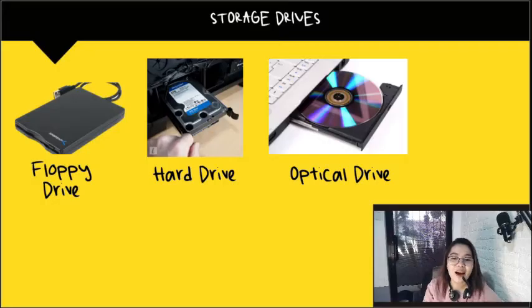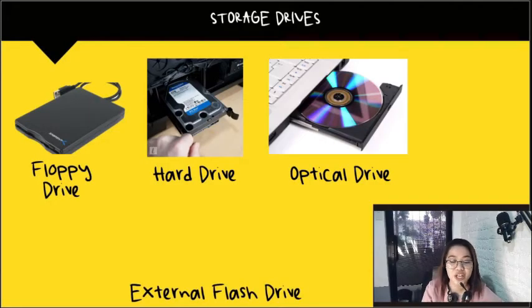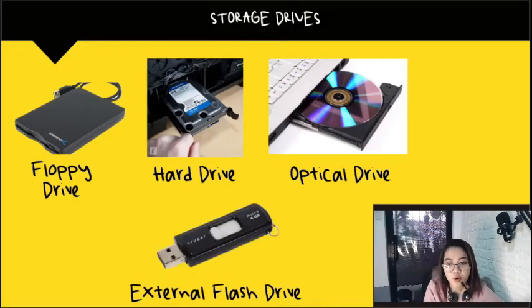And last but not the least, we have the external flash drive, also known as the thumb drive. These are removable storage devices that connect to a USB port. An external flash drive uses the same type of non-volatile memory chips as solid-state drives and does not require power to maintain the data. These drives can be accessed by the operating system or the OS in the same way that other types of drives are accessed.